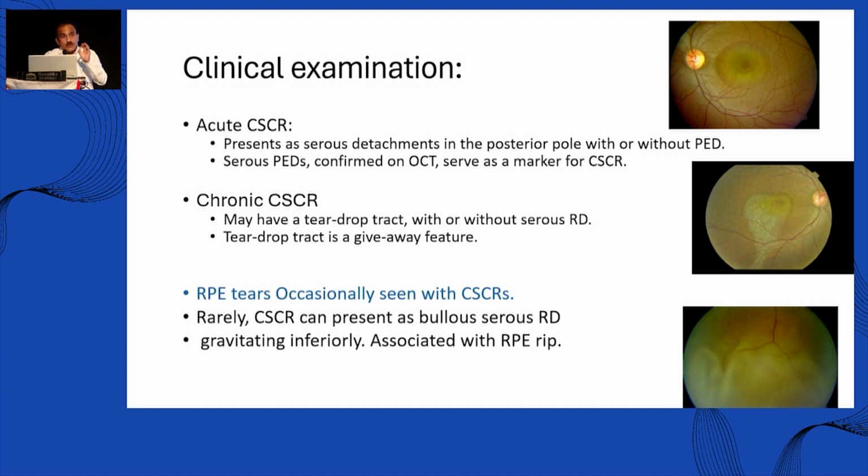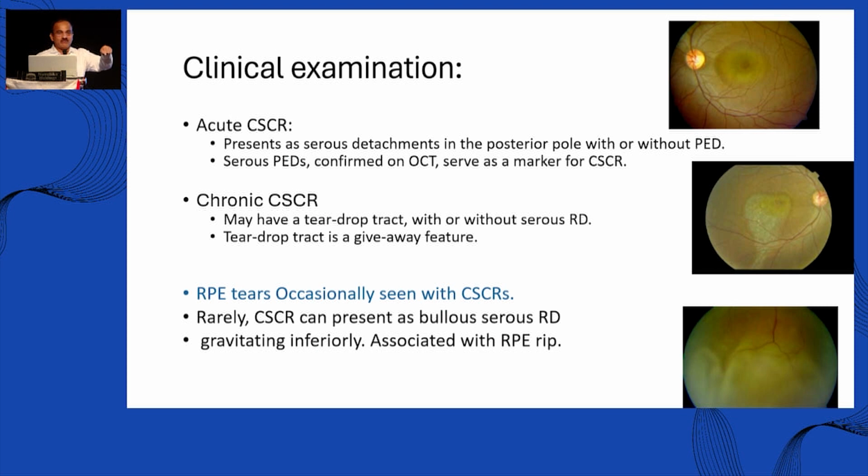Well, when you do the examination, the acute CSR presents as serous detachment of the posterior pole with or without PED. Serous PED, very important, this one. Serous PED confirmed on the OCT serves as a marker for CSR. If you have a PED, it is very, very likely that it is CSR. If you remember the picture that I showed you on the first slide, even though it is kind of atypical, it has got a very nice PED.